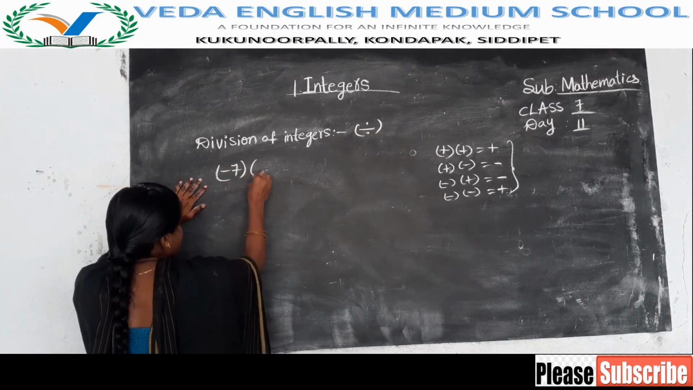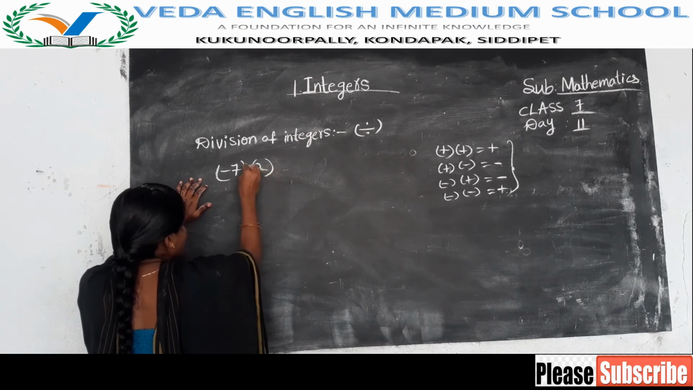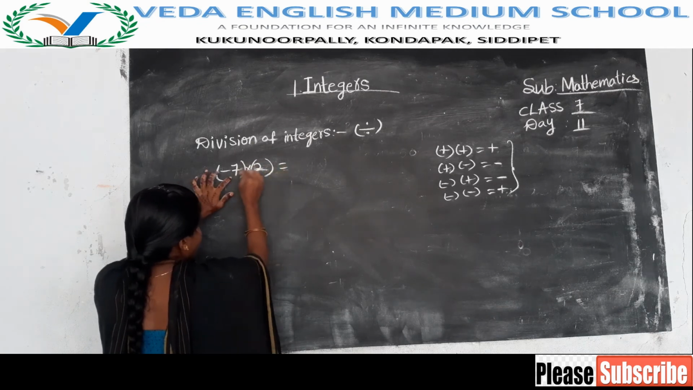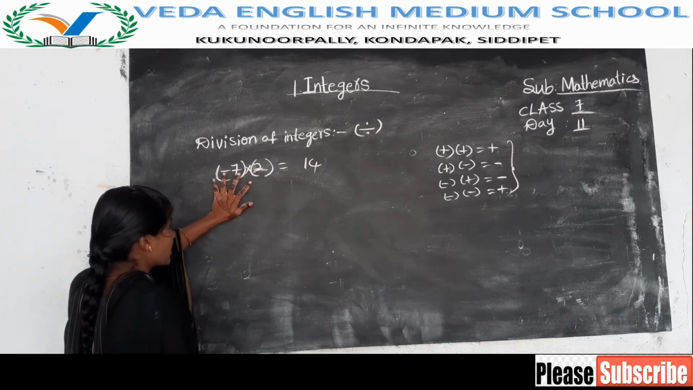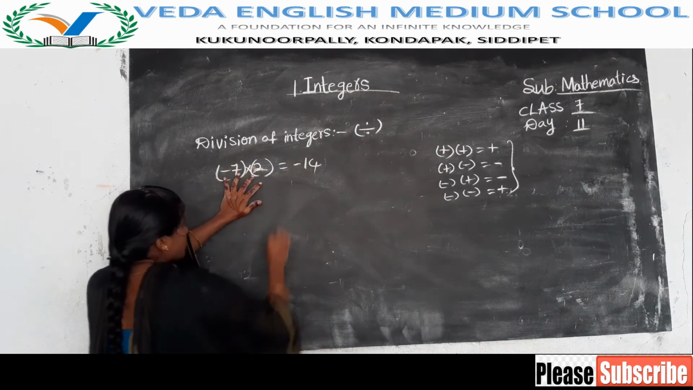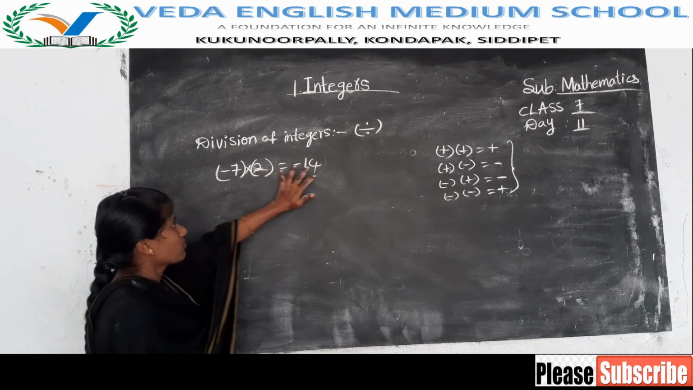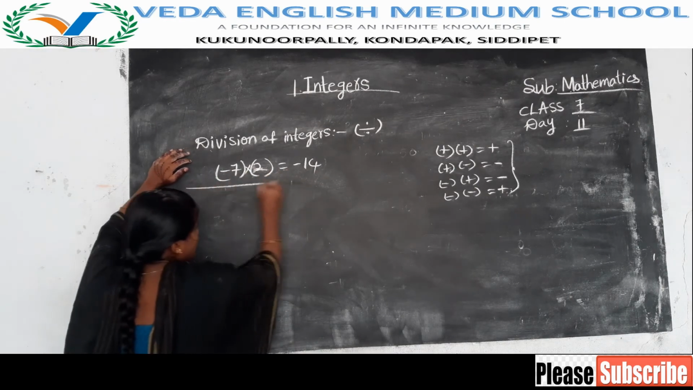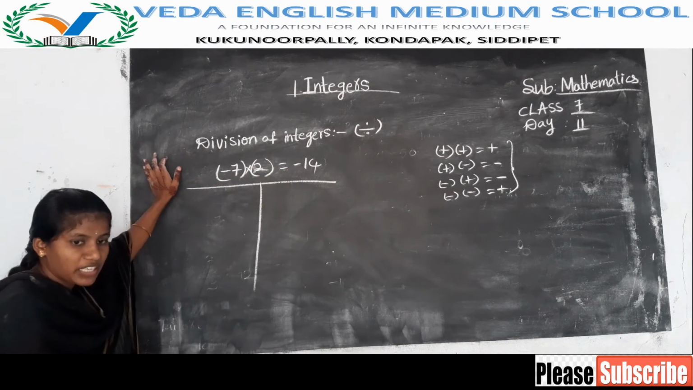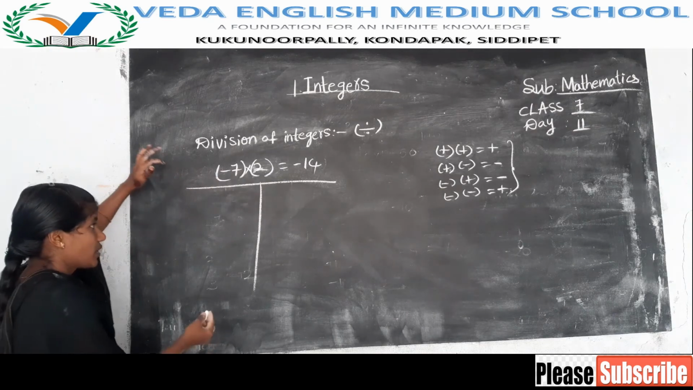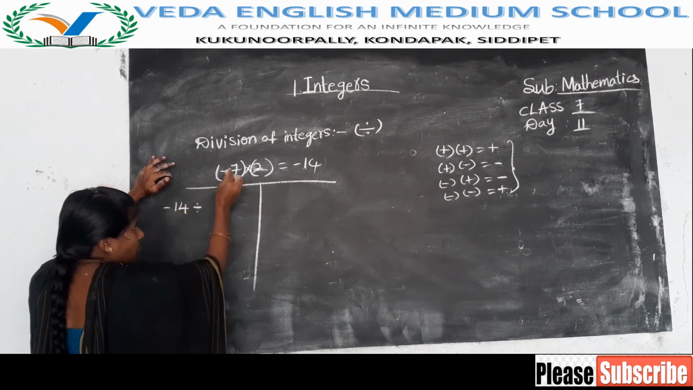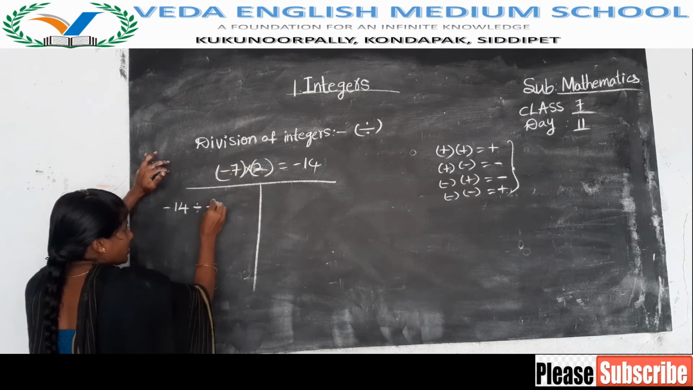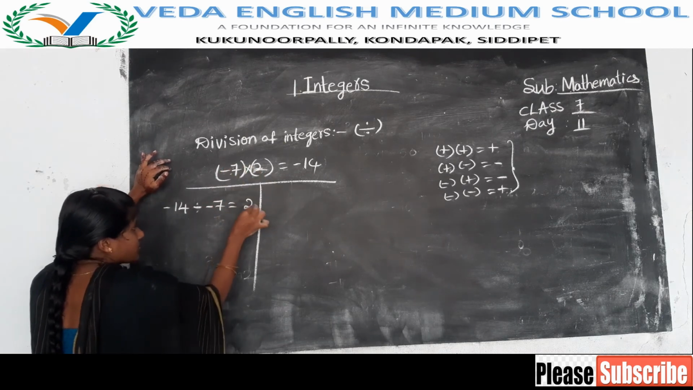Minus 7 into 2 gives 7 2s are 14. First we have to multiply the numbers, next we have to multiply the symbols. Minus into plus is minus. Minus 7 into 2 gives minus 14. Now it is one multiplication statement. By using this multiplication statement, we will write two division facts. The first: minus 14 divided by minus 7. We will take minus 7 first. It gives 2.